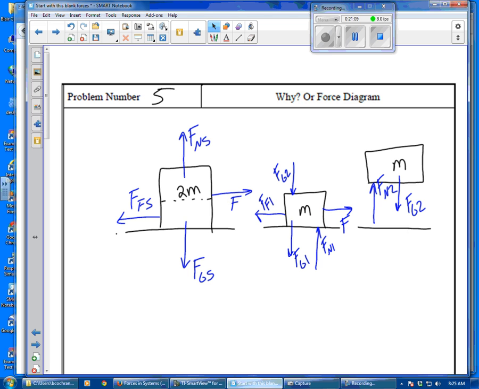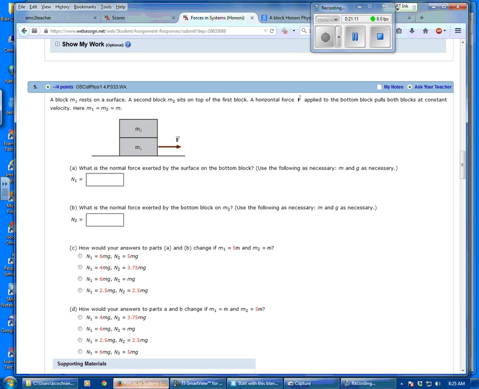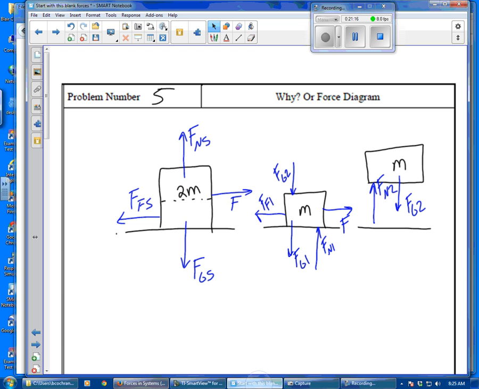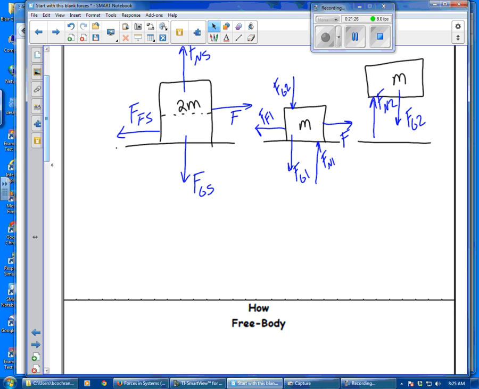All right. So they want to know the normal force exerted by the surface on the bottom block. So let's use the force diagram of just the bottom block. And of course, start with our equation, right? Sum of the forces equals ma, since that's our only equation. Always a good one to start with. Input to that equation by drawing.